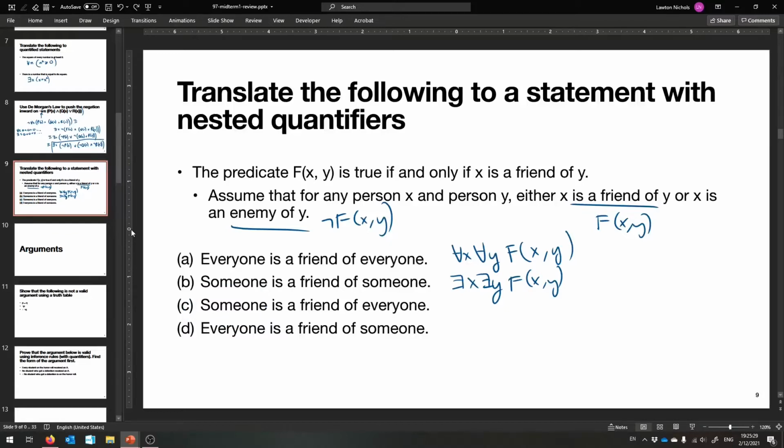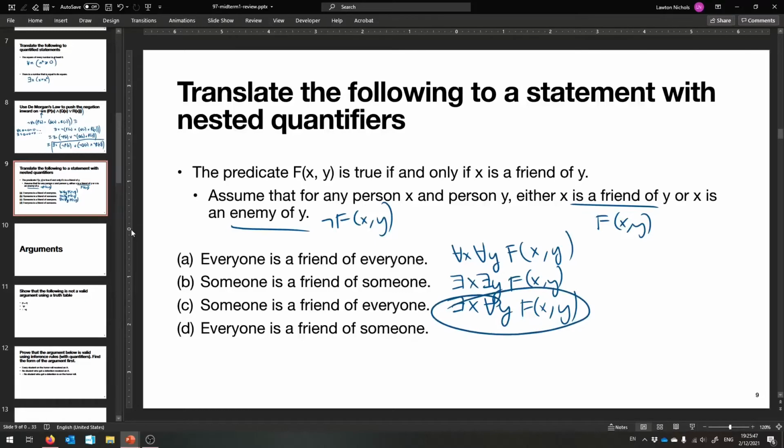So just someone, that's there exists. Okay? And that someone is a friend of everyone. So for every y, no matter who the y is, they're a friend. So for all y. Do you see that? Okay, hopefully that's making some sense.